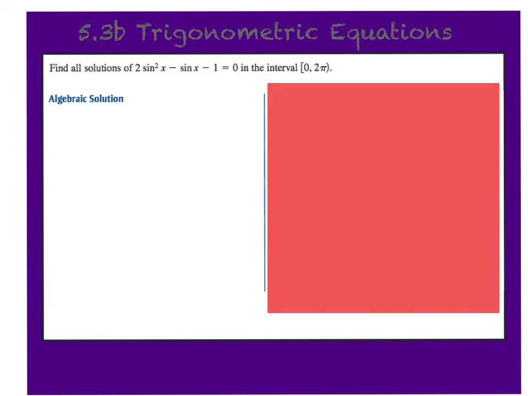All right, 5.3b, trig equations. So this first one, I need to find all the solutions of 2 sine squared x minus 1 is equal to 0. And now I have a domain restriction. I'm on the interval 0 to 2 pi. So what is this sine squared thingy?